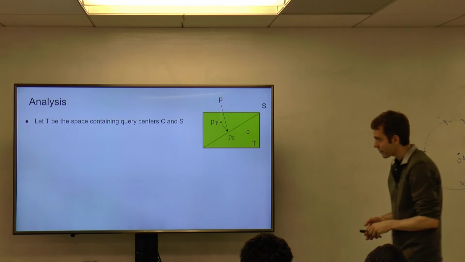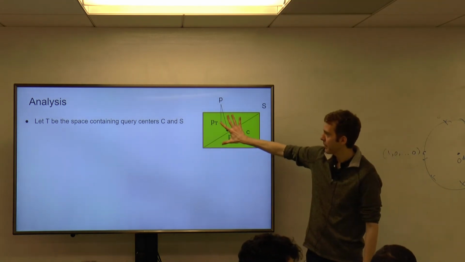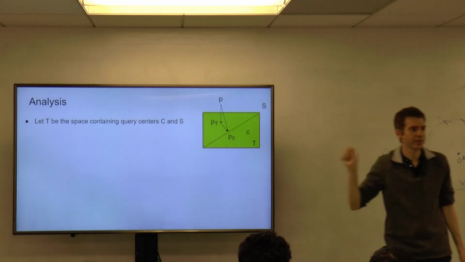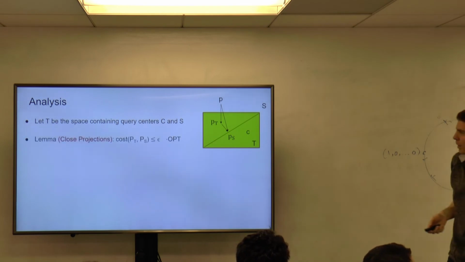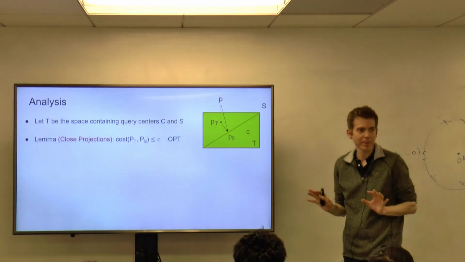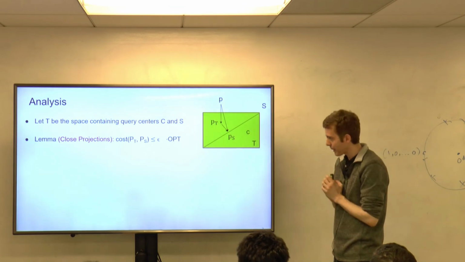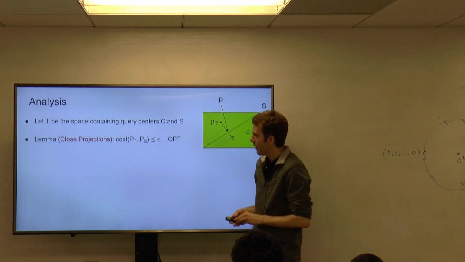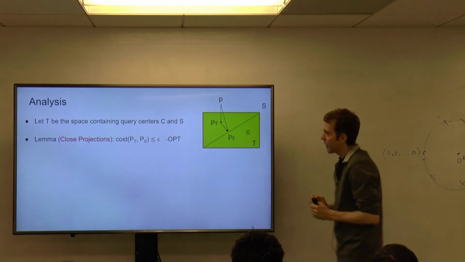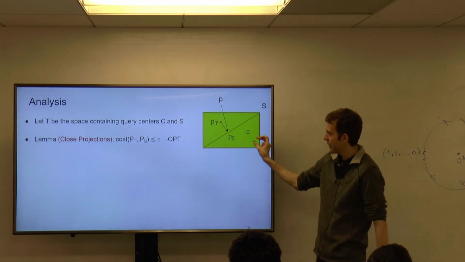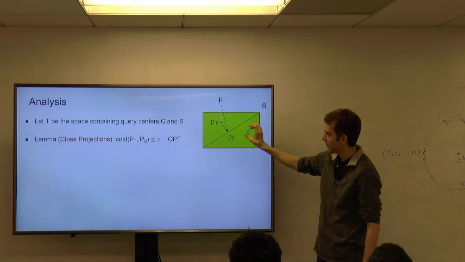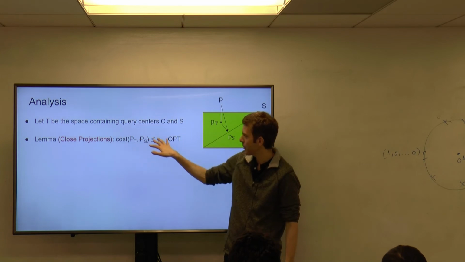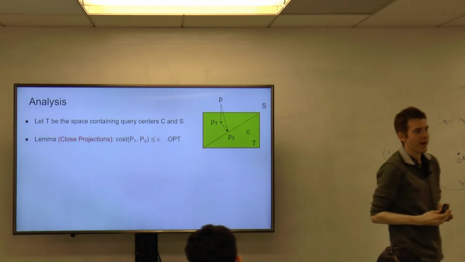So here's the analysis. Again, let T be the space I've drawn here as a plane containing the query center C and the space S, which is the output of the dimensionality reduction procedure. The first lemma is a close projections lemma. I'll prove it this time. For k-means we did prove this with the Pythagorean theorem. Let me prove it here for k-median. The claim is that for this space T, which contains the space S and C, the average distance between the projections onto T and the projections onto S is at most epsilon times opt, for any T.